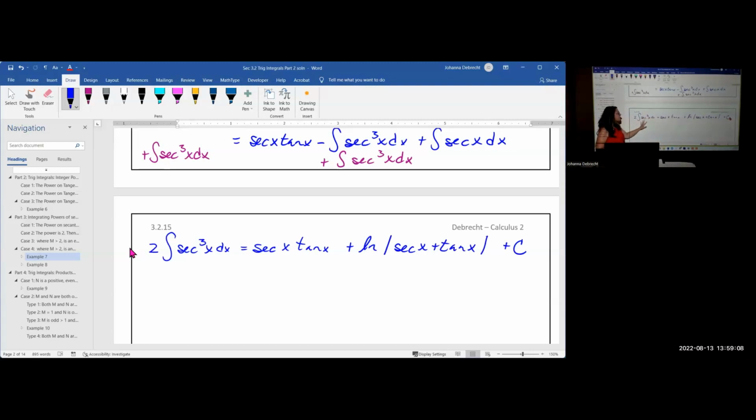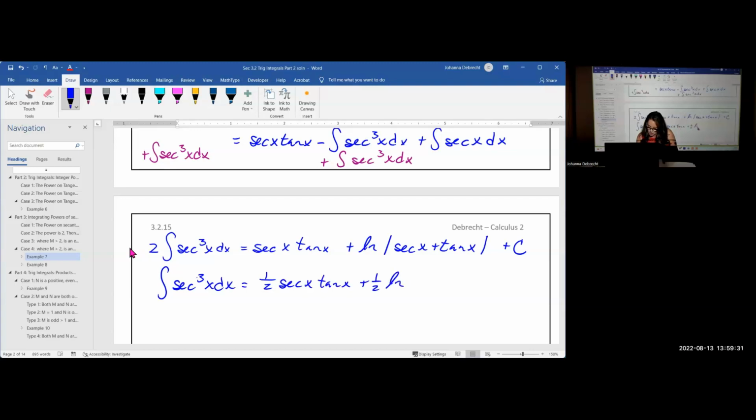Now, how can I solve for the integral of secant cubed of x dx? Well, you just divide by 2. So I'm going to divide every term by 2. A constant divided by 2 is still a constant. And so I end up with the integral of secant cubed of x dx equal to 1/2 secant x tangent of x plus 1/2 the natural log of the absolute value of secant of x plus tangent of x. That was the technique we looked at first, plus a revised constant, right? And that's the result. We're essentially done.